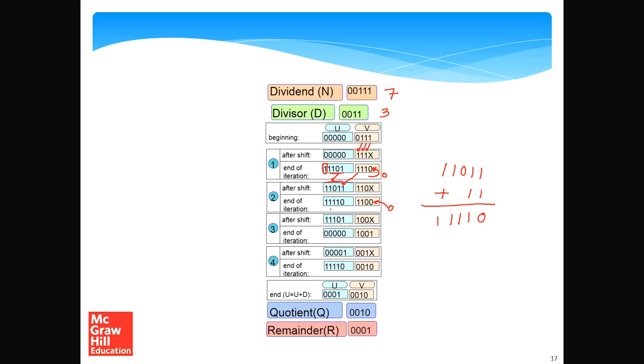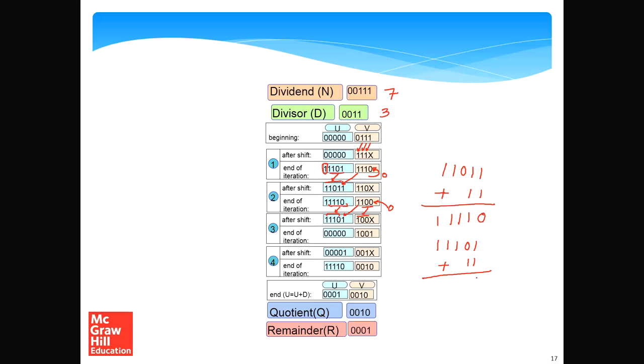Now we do one more shift for the third iteration. So 1, 1, 1, 0 gets shifted by one position. This 1 comes here, and 1, 0, 0 gets shifted over here. This number is again negative, so we add 1, 1 once again. So 1, 1, 1, 0, 1 plus 1, 1.